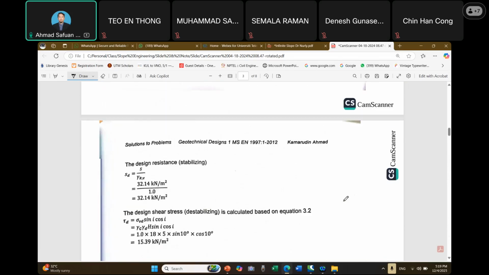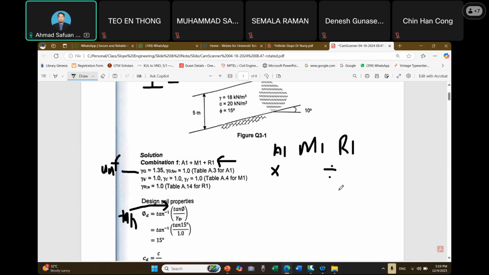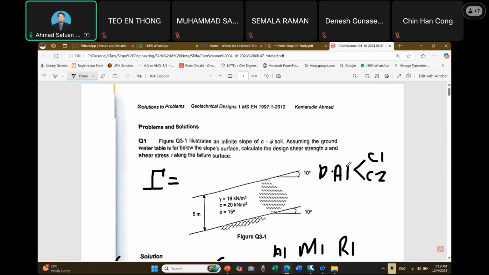So that is for the infinite slope. As I told you in the early stage, we discussed the introductions and also the infinite slope with the example. So tomorrow, I will touch on the finite slope with an example, and I will add another notes. At least we have covered 4 topics for today and tomorrow.